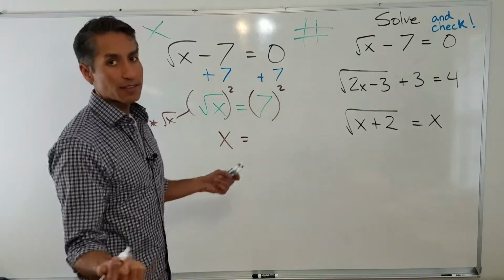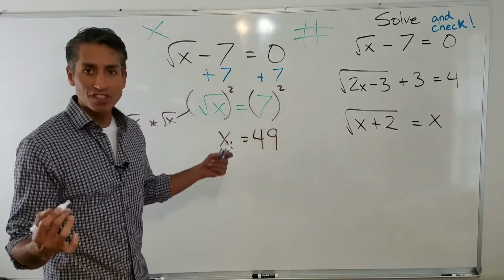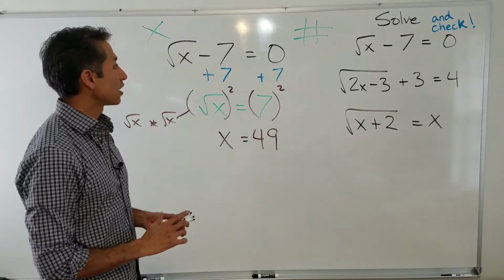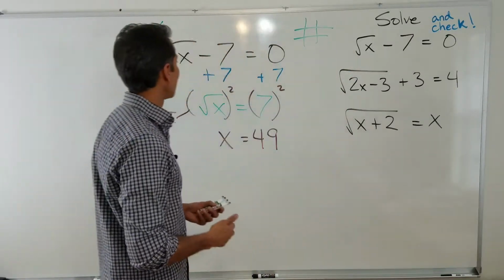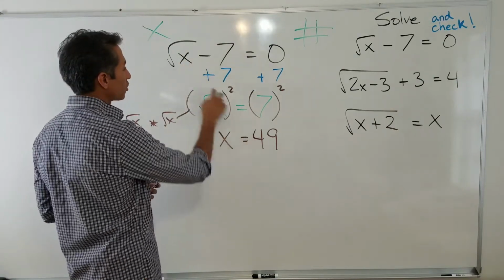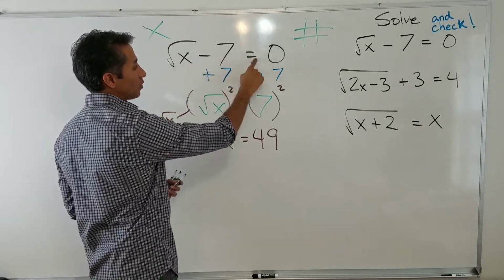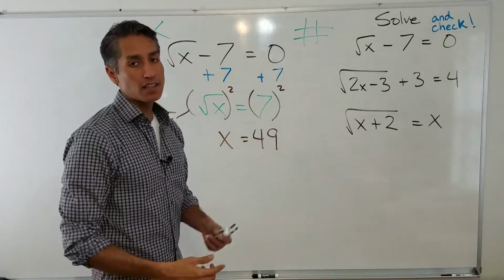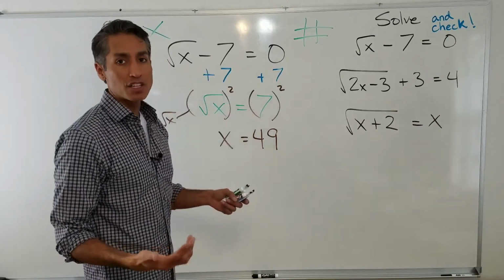7 squared, 7 times 7 is 49. Done. That's as far as you can go. We've solved it, and then technically you should check and just make sure. Is the square root of 49, well, what is the square root of 49? 7. Is 7 minus 7 equal to 0? Yes. So therefore we've not only solved it, we've then gone back and checked.